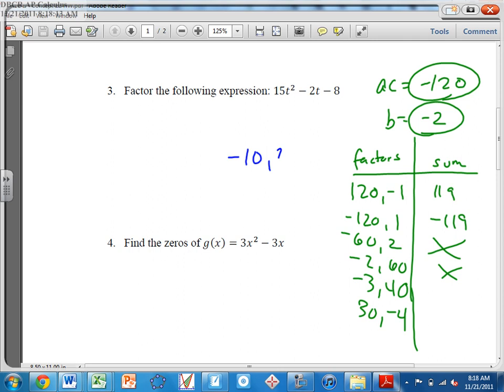Negative 10 and 12, or negative 12 and 10. Now, out of those two possible choices, we're going to see that only the negative 12 and 10 works because we want them to add up to a negative number. So we're going to use negative 12 and we're going to use 10 here.